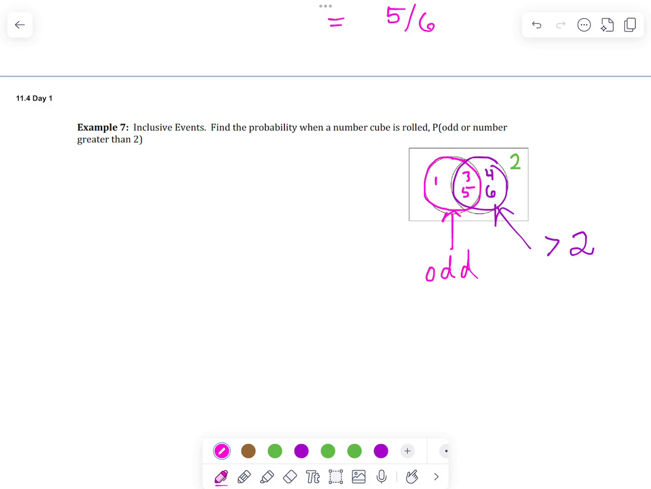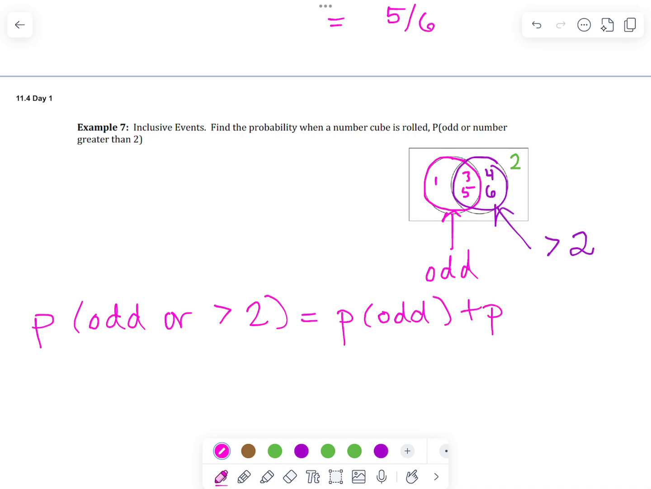So we say, what is the probability of an odd or a number greater than 2? So you add the probability of the odd plus the probability of a number greater than 2 minus the probability of odd and greater than 2.